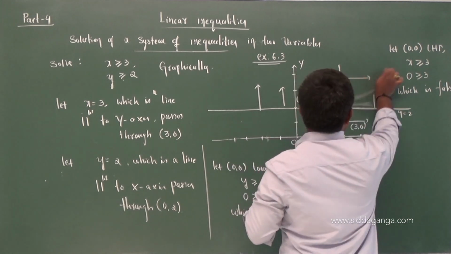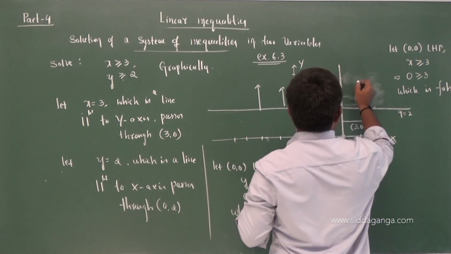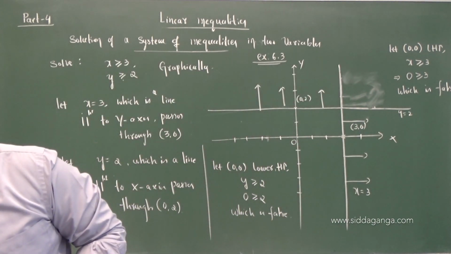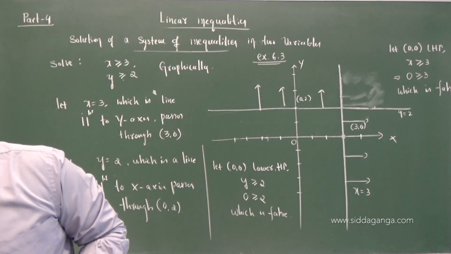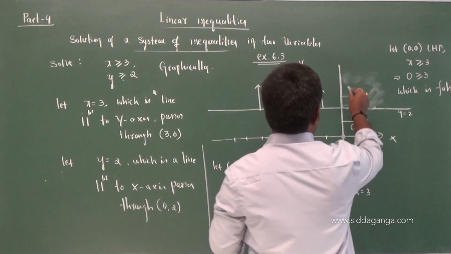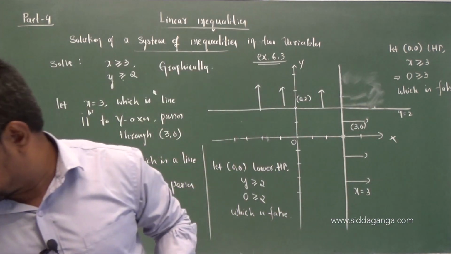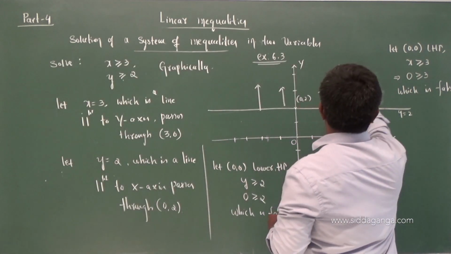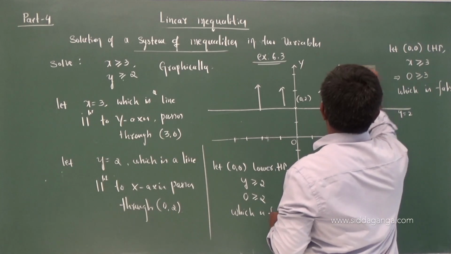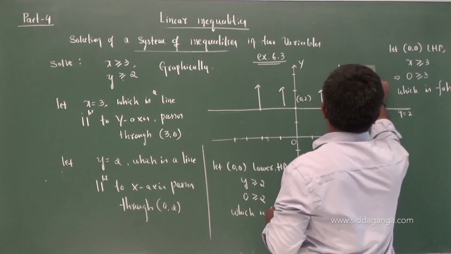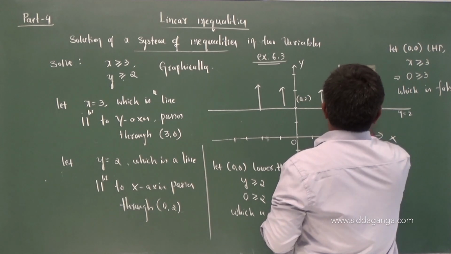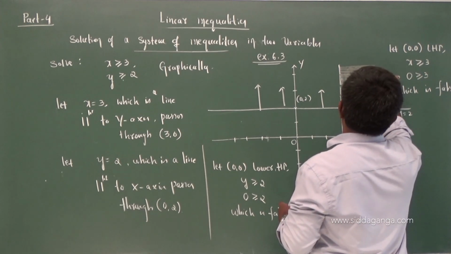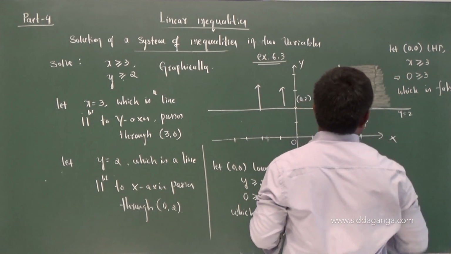So better you shade like this. I am going to shade the common region. So this is your solution region. For both the inequalities, the solution comes in the common region, that's it. This is your solution region.